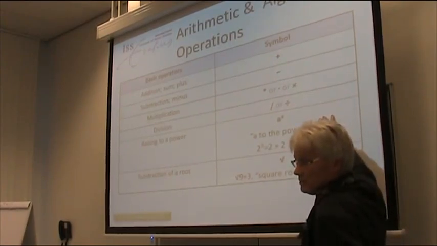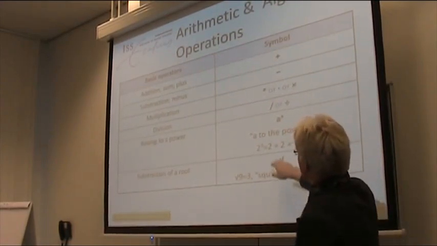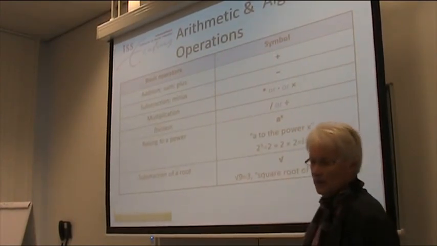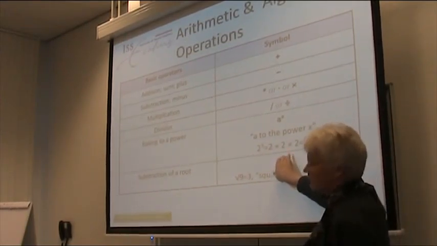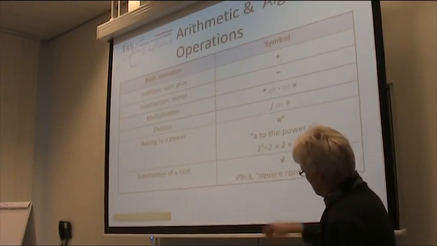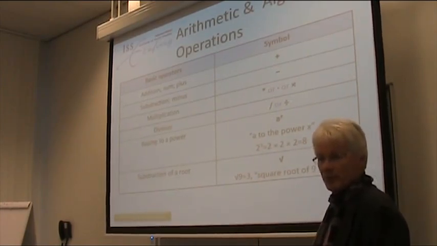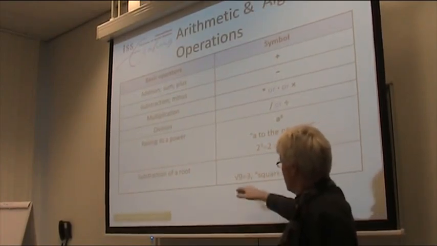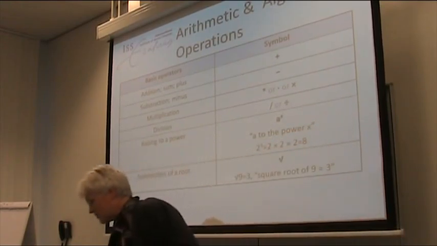Raising to the power. That means you have to multiply the same number again and again and again. 2 to the power 3, that's 2 times 2 times 2. 1, 2, 3. And we all know 2 times 2 is 4. 2 times 4 is 8. And that's the root. The root of 9 is 3. It's the number that we have to multiply with itself to get the number which is below the root. The root of 16 is 4. Why? 4 times 4 is 16. So this is like spelling, right? So that we know that we use the same symbols.